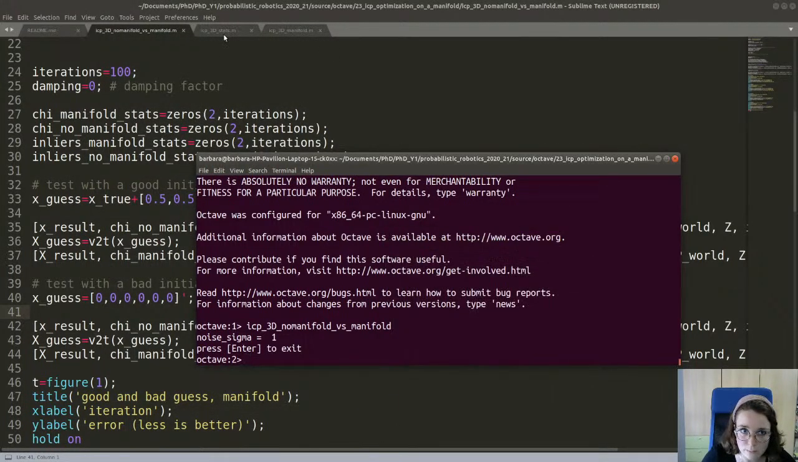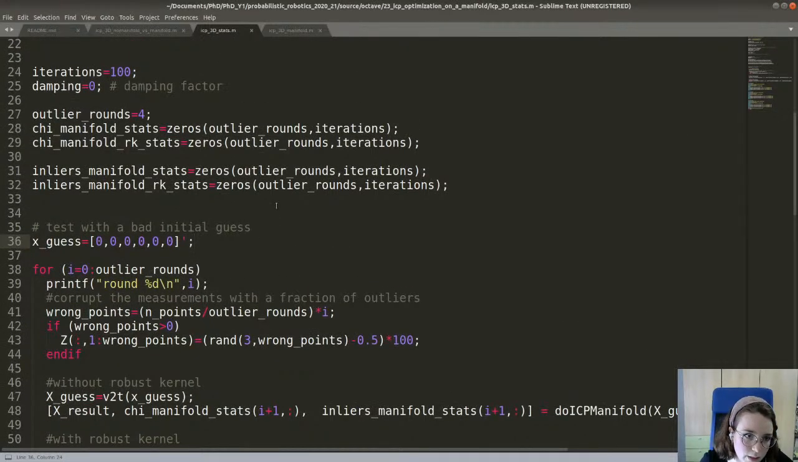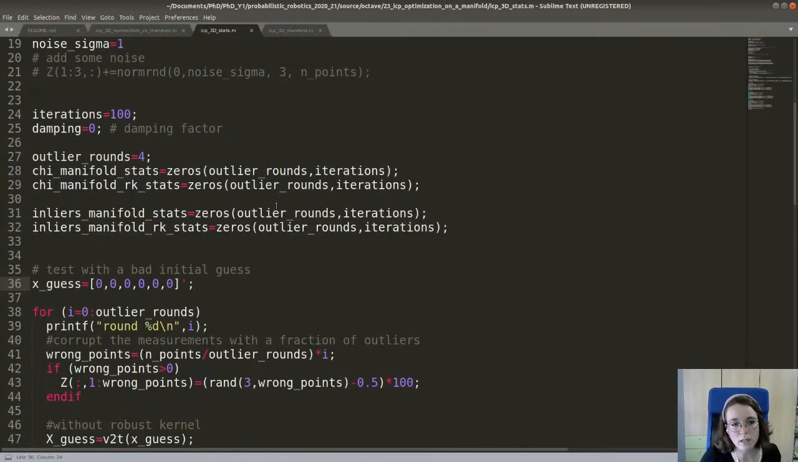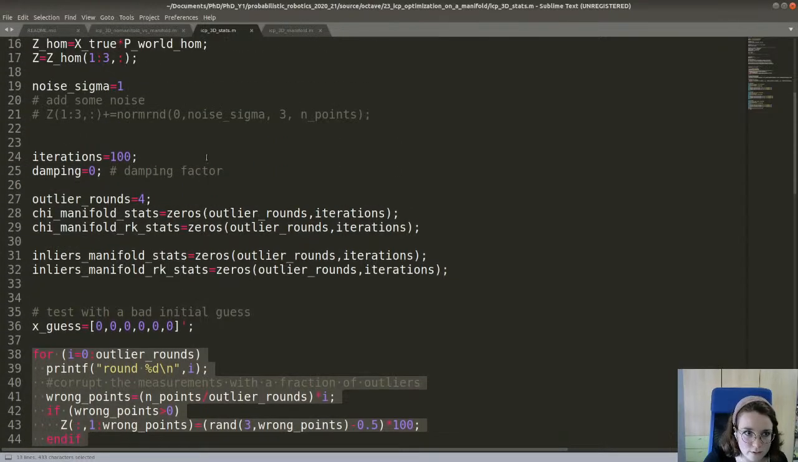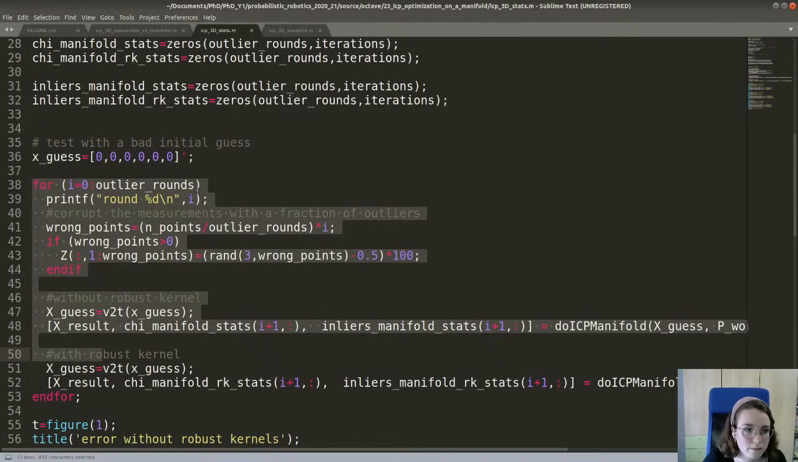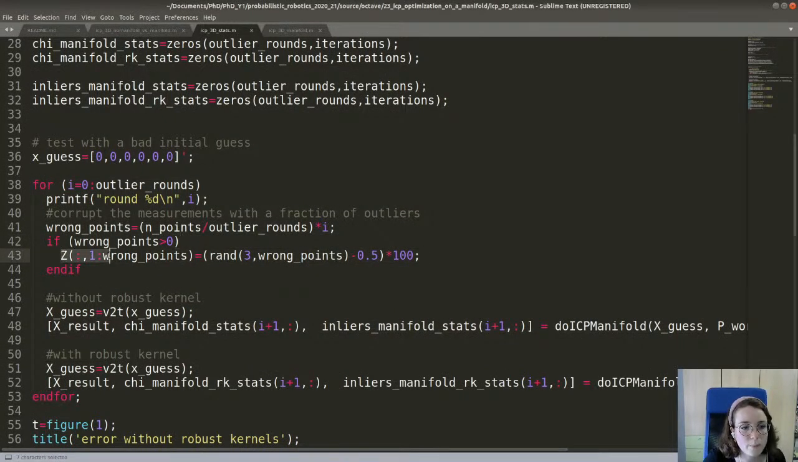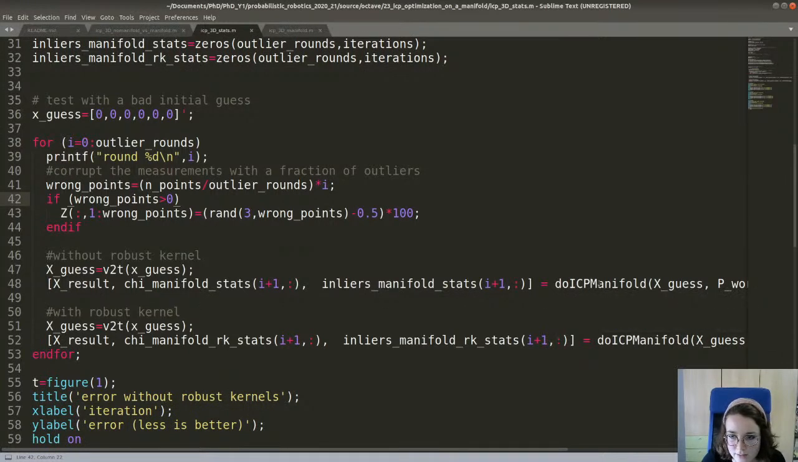As I was already announcing, we have another script that you can use, and this one concerns the problem of outliers, which you have already been talking about, in particular referring to robust kernels. Here we see that we have a for loop. The construction of the data set is just the same as before. But after that, inside this for loop, we are considering a certain percentage of outliers, meaning wrong correspondences: 0%, 25%, 50% and 75%. And in each of these cases, we are computing the ICP on manifold with and without robust kernels. What does this mean?